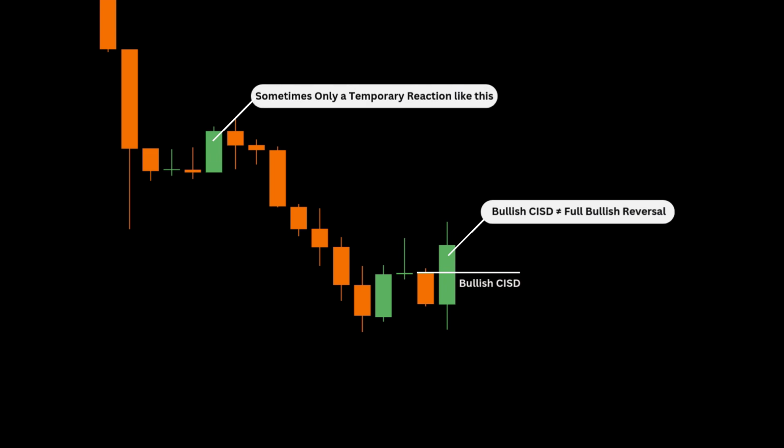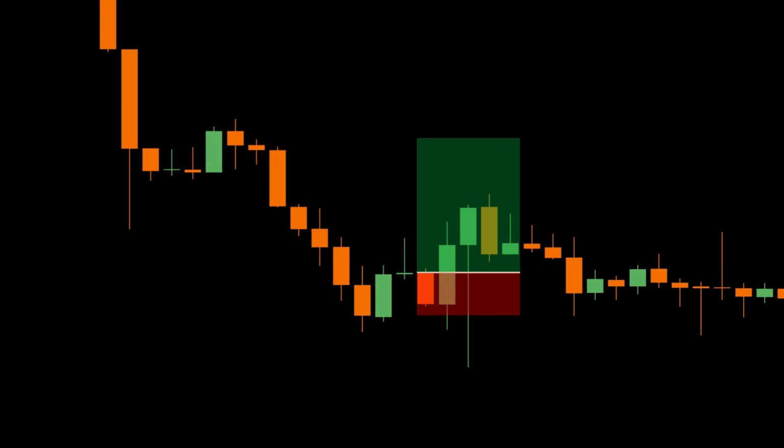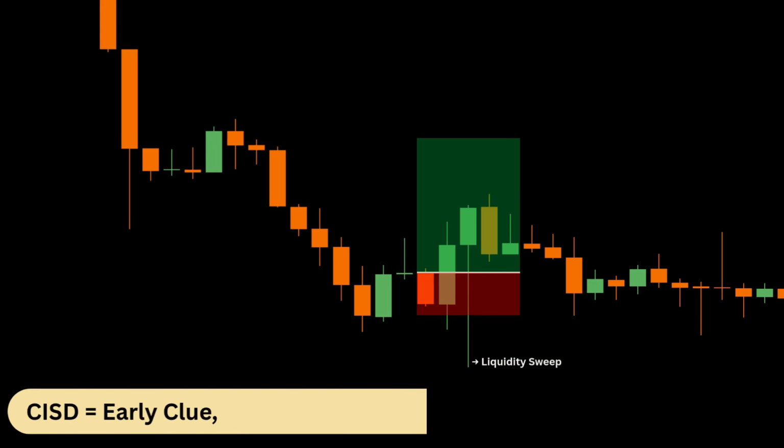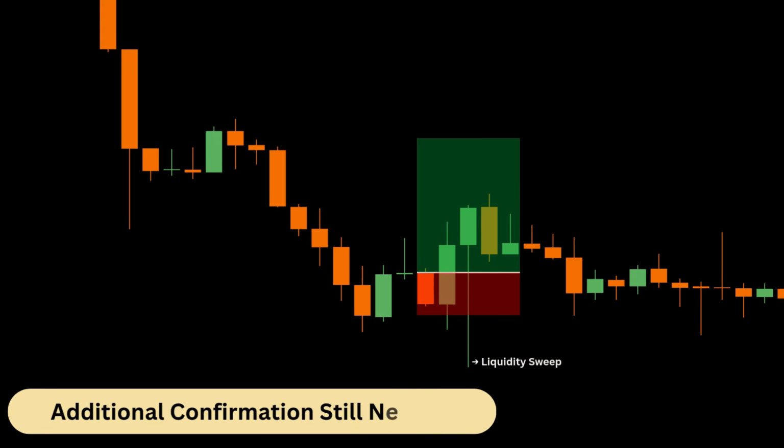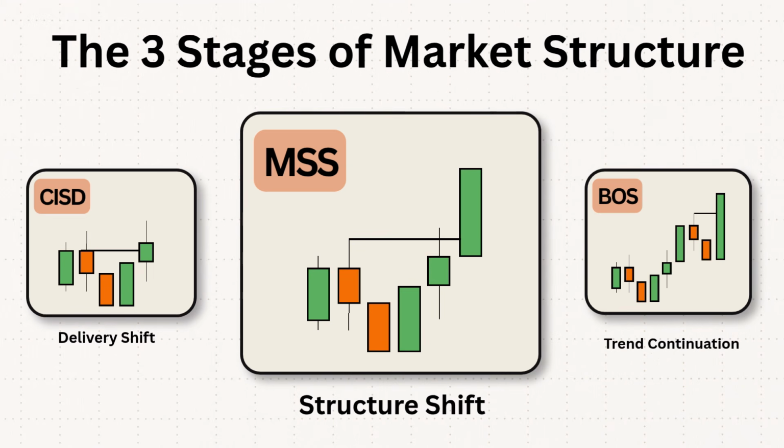Which means if traders entered long immediately after seeing this bullish CISD form, there's a good chance they could have been stopped out afterward. And this is why traders don't rely on CISD alone for full confirmation. We still need additional confirmation to know whether the market is truly shifting structure. And that now leads us to the next concept, market structure shift or MSS.